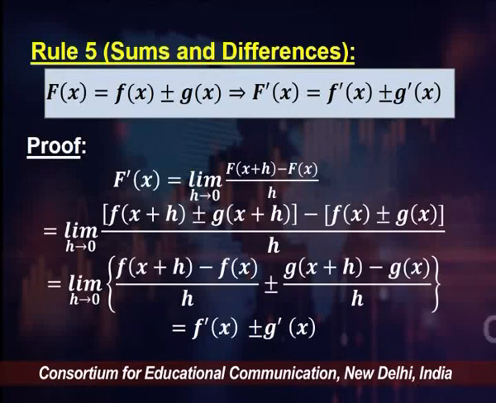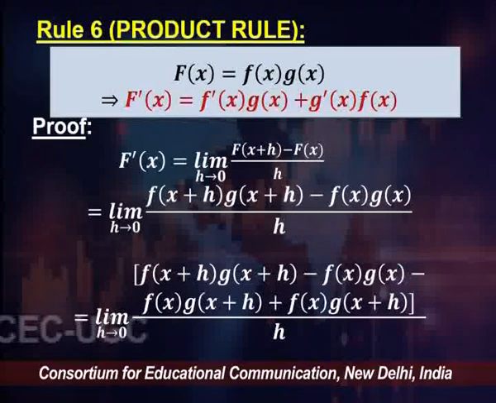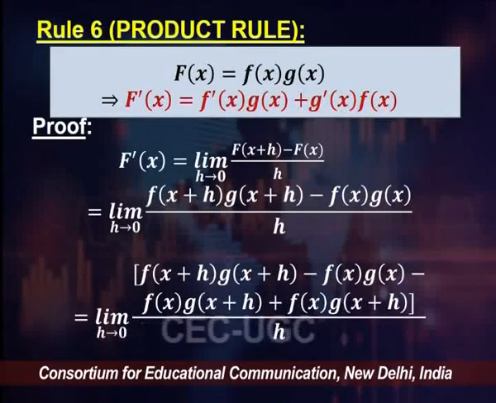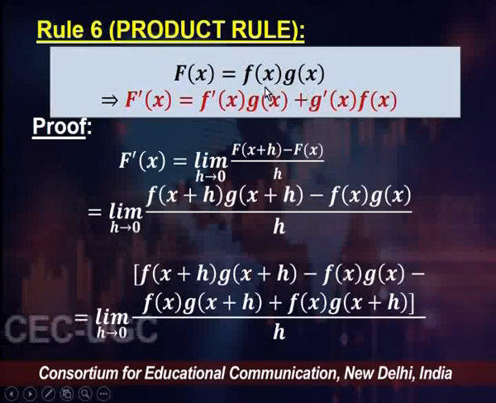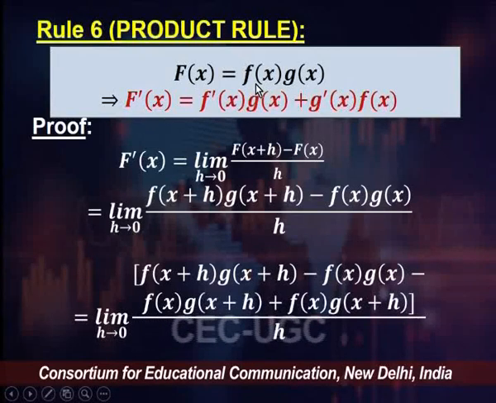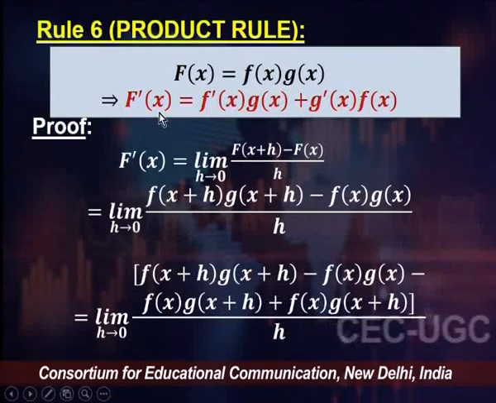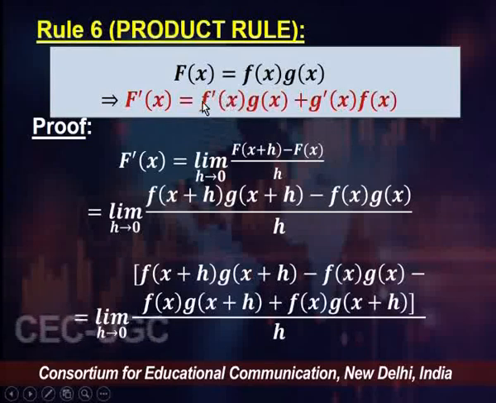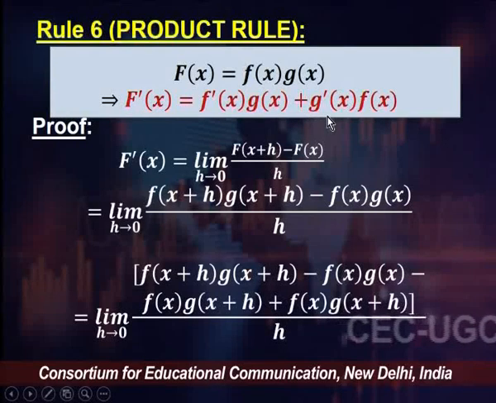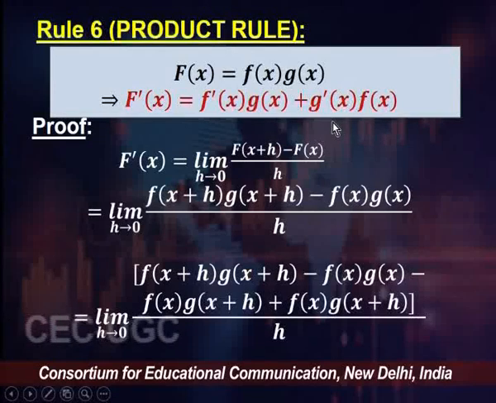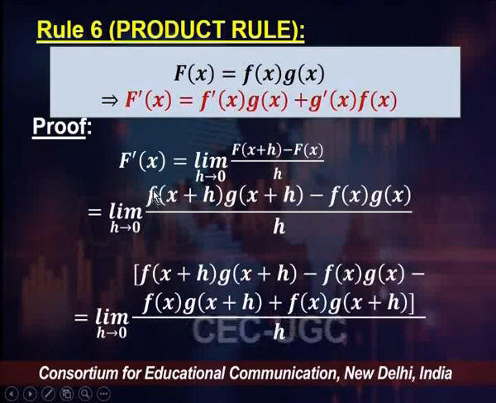I'll move to a very important rule, which is the product rule for differentiation. This says that if a function capital F of x is defined as a product of two differentiable functions, small f of x times g of x, then the derivative of the function capital F of x is given by the derivative of the first function times the second function plus the derivative of the second function times the first function. This is known as the product rule, and let's quickly derive it.